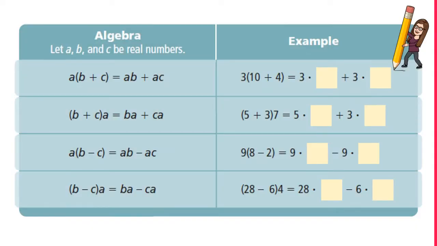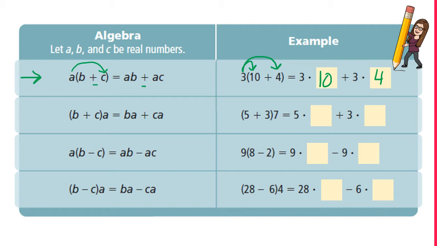Let's take a look at how we can do some simple distribution. If we take a look at this first example, the A is multiplied by the B, and then the A is also multiplied by the C. Notice the sign stayed the same. So let's try that with numbers. That means the 3 is going to be multiplied by the 10, and the 3 is going to be multiplied by the 4.